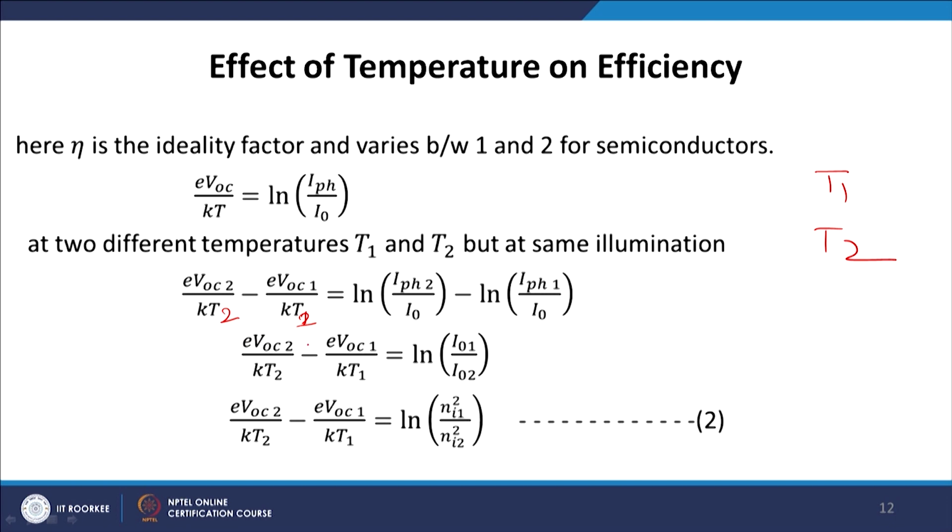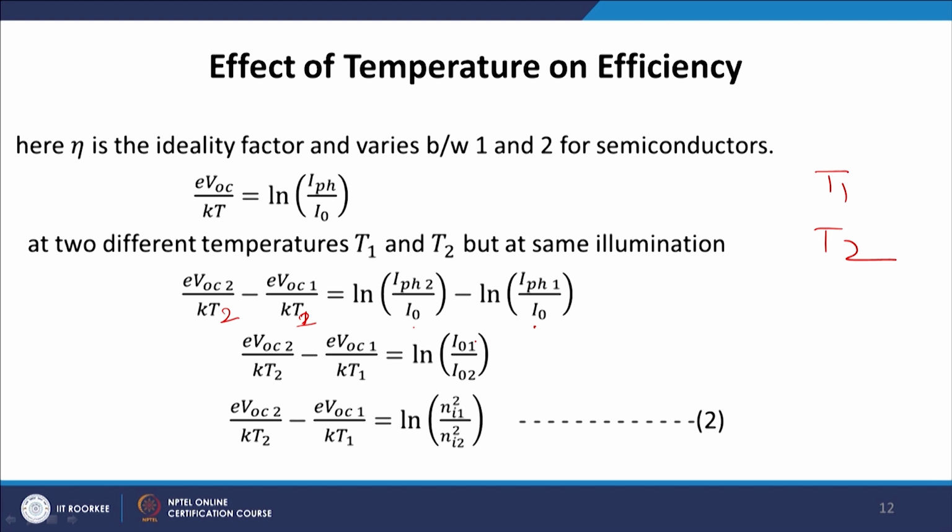Now, if I write this as EVOC2 by KT2 minus EVOC1 by KT1, since the IPH terms are the same, we can divide the terms inside the ln and get ln I01 divided by I02, or I1 by I2. So, EVOC2 by KT2 minus EVOC1 by KT1 is equal to log of that ratio. What is I0? It is the diode reverse saturation current, that is proportional to the intrinsic carrier concentration.